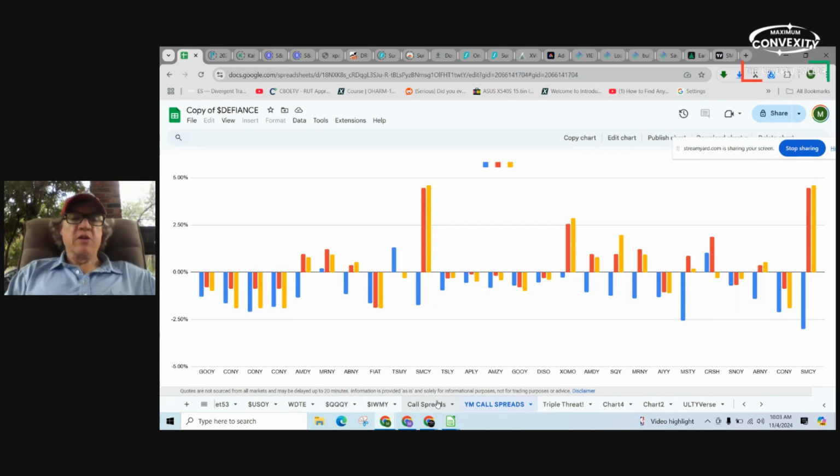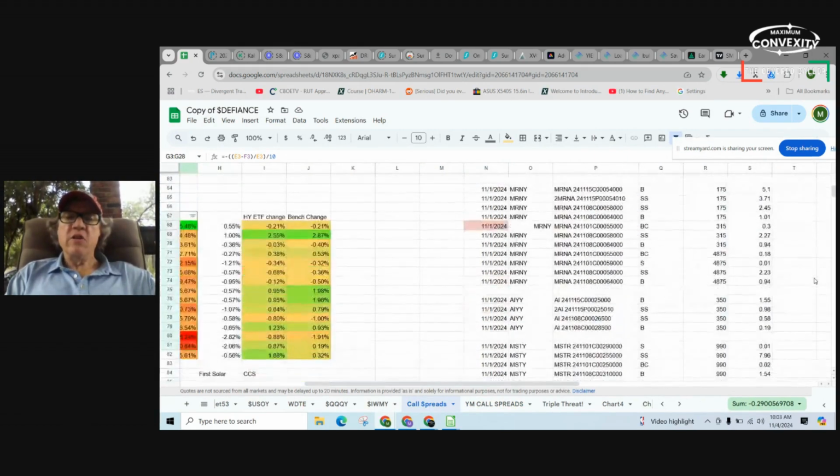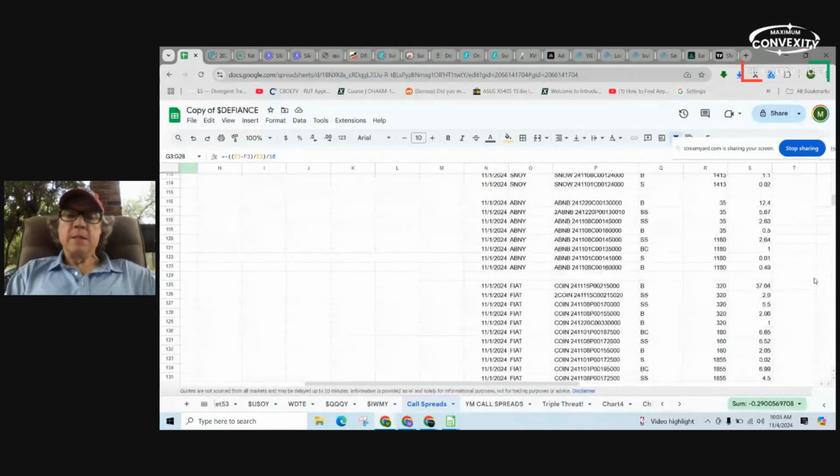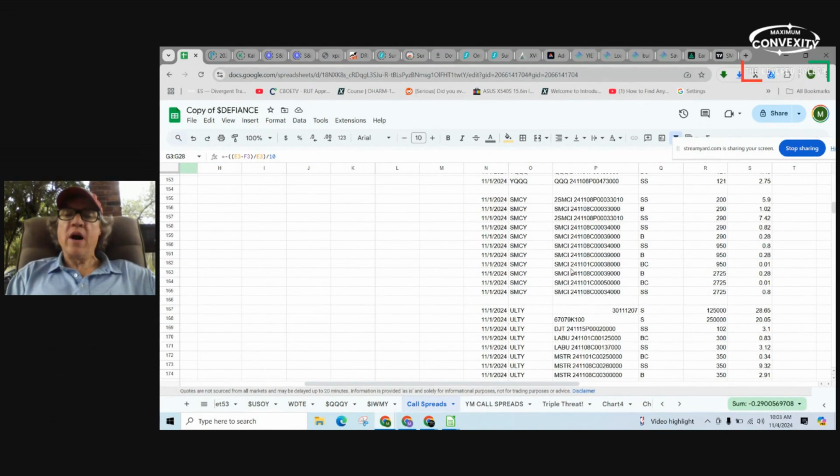Now let's go back to the call spread report. What we're actually looking for is a price of 39. I have the trades over here, so we can go look at it real quick. SMCY, their top call spread is 39. The top long leg is the 39, 2,725 of them. It looks like they're short the 34.